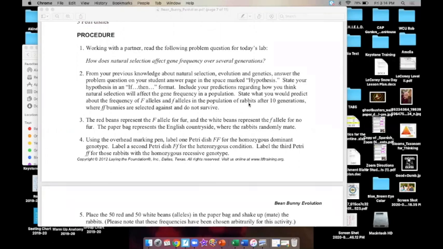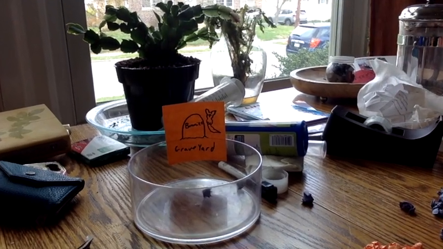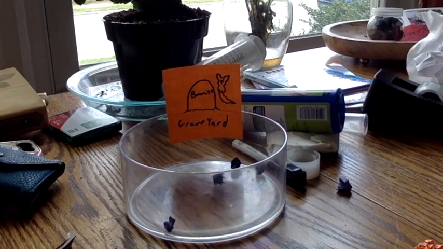State what you would predict about the frequency of big F alleles and little f alleles, or dominants and recessives, in the population of rabbits after 10 generations, where the little f bunnies are selected against and do not survive. Every time you get little f, they die, and you throw them away in a graveyard. Trash can, it's fine.